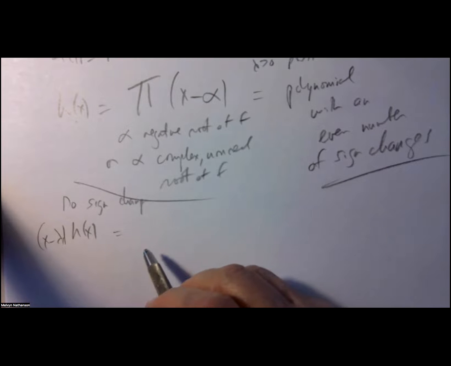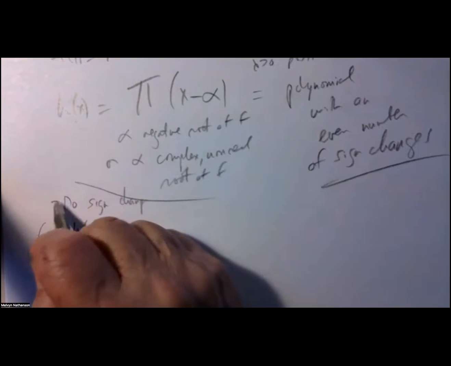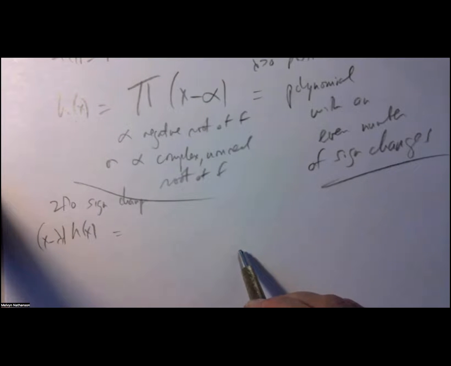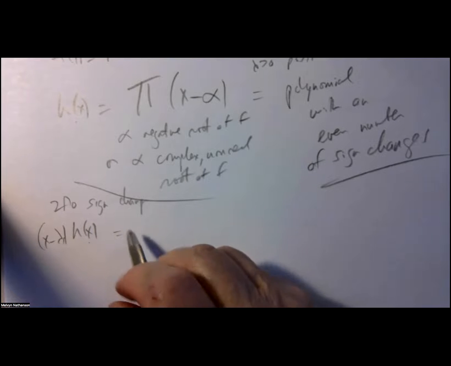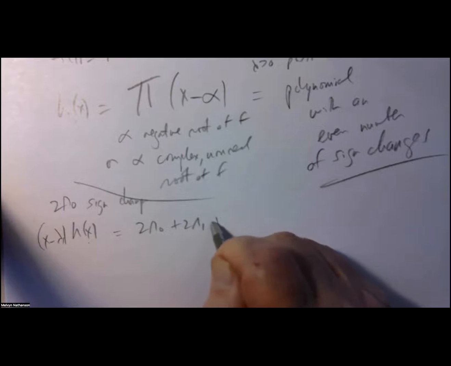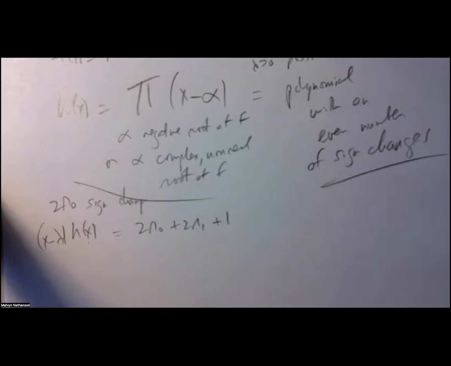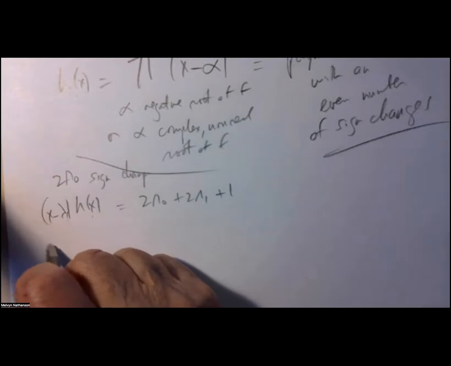I get something where the number of sign changes differs by an even number. So how many sign changes will this polynomial have? It'll have the original number plus an even number plus 1. You get one more. Another root, or if the root lambda has multiplicity more than 1, you can take it again.